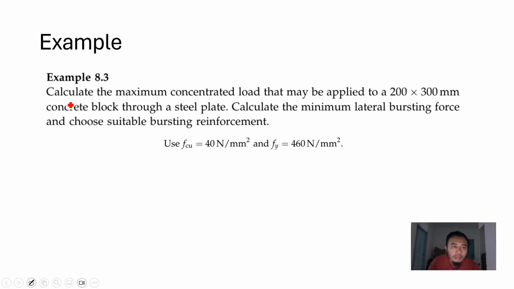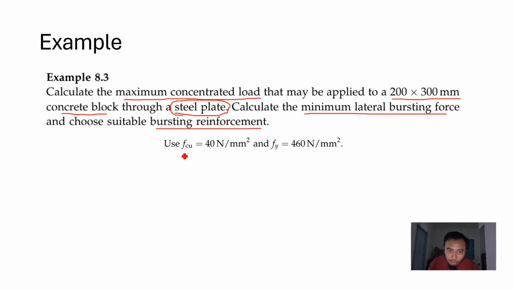The example says: calculate the maximum concentrated load, the maximum V, to be applied on this 200 times 300 concrete block, which is your supporting member, supporting component, through a steel plate. So you have a steel plate. The load is applied on the plate, then onto the concrete block. Calculate the minimum lateral bursting force, and choose suitable bursting reinforcement, and then design your bursting reinforcement.